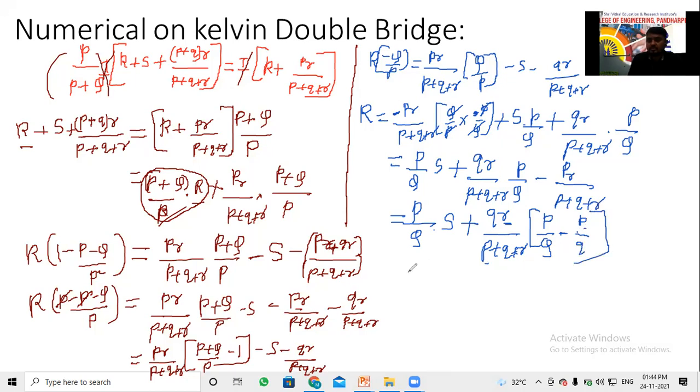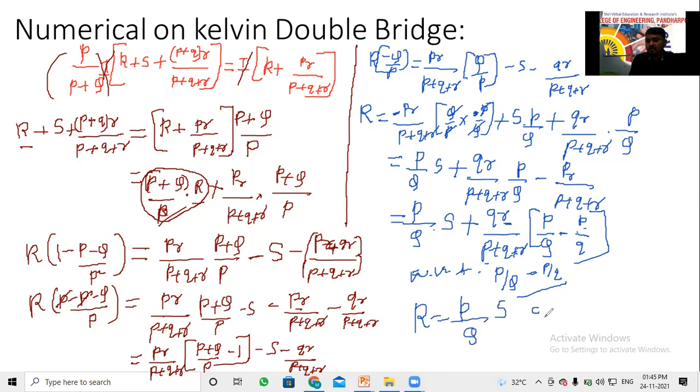But we know that for the balanced condition, P by Q equal to P by Q. This equation we know already. So P by Q minus P by Q equals 0. This complete term will become 0. 0 into anything will become 0 only. What is the term left here now? R equal to P by Q into S here.